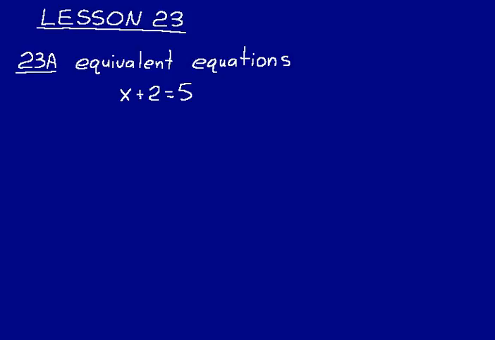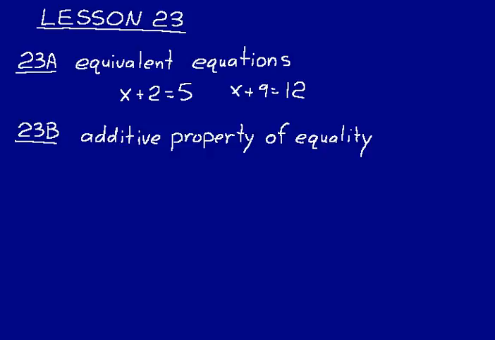Now, of course, there are other equations that would be equivalent to that one in the fact that x would have to equal 3 in order for that to be a true equation, like this one, x plus 9 is equal to 12. If x is equal to 3, then that makes that a true equation. So those would be considered equivalent equations because the same value for x makes both of them true.